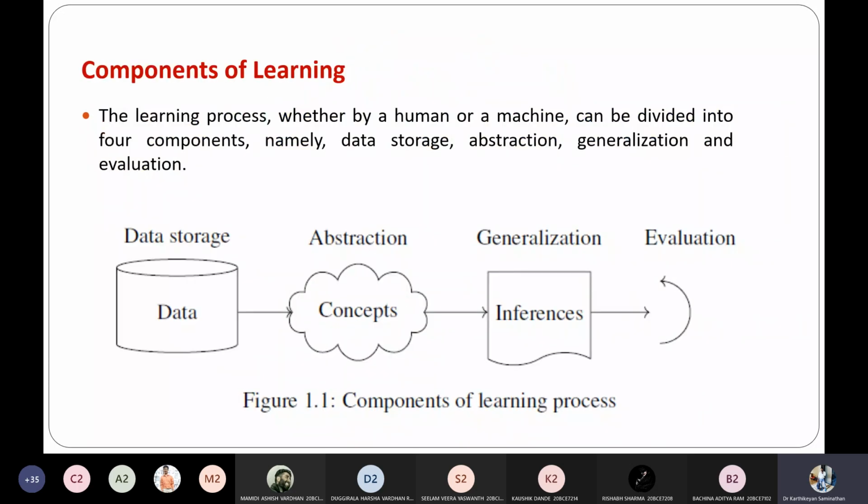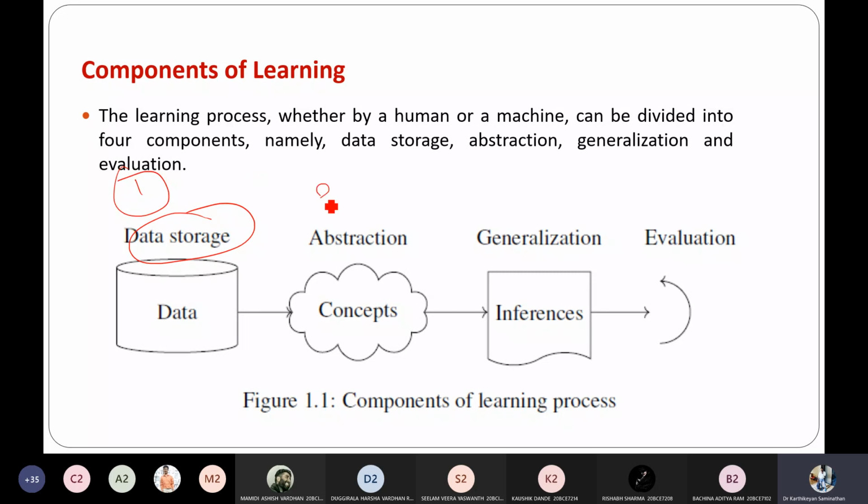There are different components of learning. We call them data storage, abstraction, generalization, and evaluation. These are the four stages of learning. For learning an ML model, a machine learning model, you need data first. Where will you store the data? We will store the data in the data storage. That is the first point.